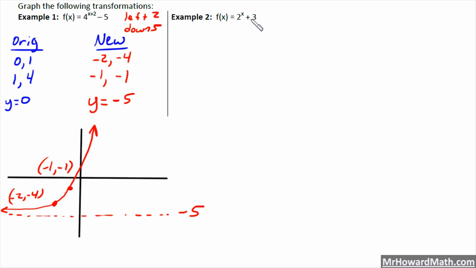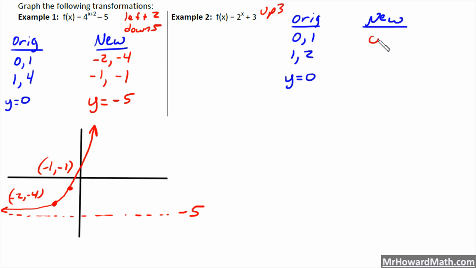Alright, so let's look at example 2. Example 2, this one's also pretty straightforward. The base is larger than 1. We will make our original table and our new table here. So the original table always has 0, 1 and 1, the base. The base is 2, so there we go. And the original horizontal asymptote is y equals 0. So the new table, let's look at the transformations. This one's pretty easy. It's just up 3 only. That's the only change, so up 3.